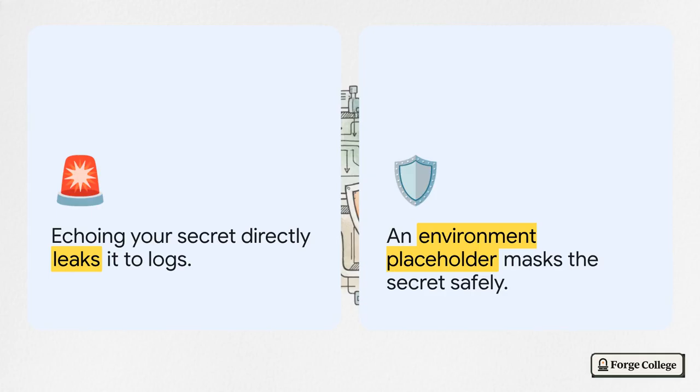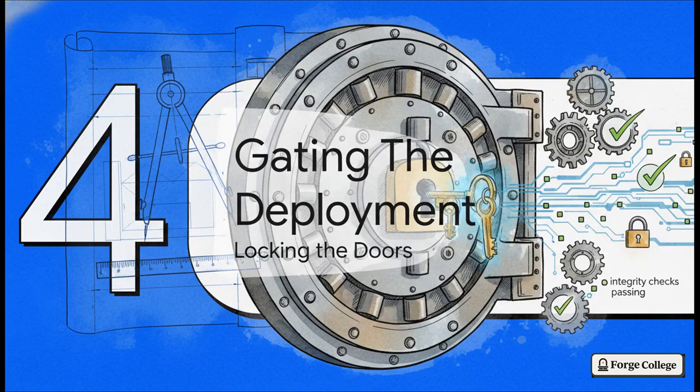If you try echoing out your secret directly into your scripts, that is a massive red flag. Your CI tool will log that right out in plain text for the whole world to read. No way. Instead, you've got to use an environment placeholder that references the secret vault. When you do it this way, the CI tool automatically masks the secret, completely protecting it from leaking into your build logs.